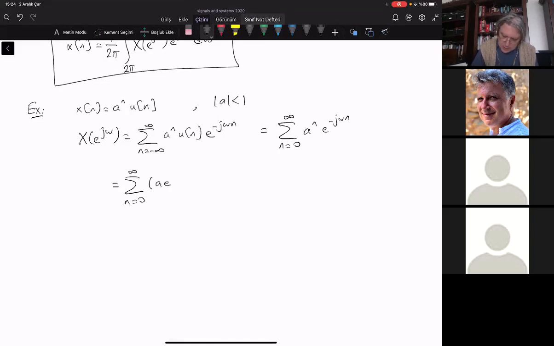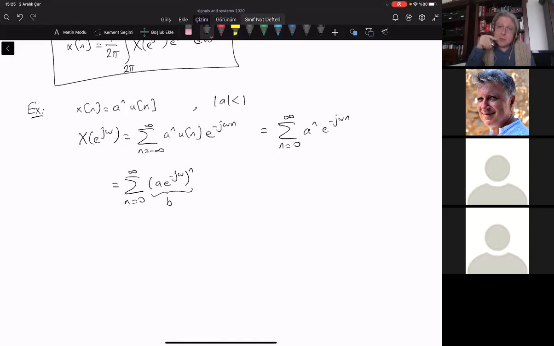This summation can be written in a combined exponent of this term. A times e to the minus j omega altogether to the power n. That makes a to the n e to the minus j omega n, right? And just say that this inside is some number, let's say b, b to the n. Do you know what is summation n from 0 to infinity b to the n?